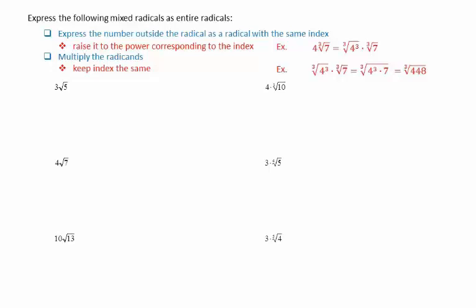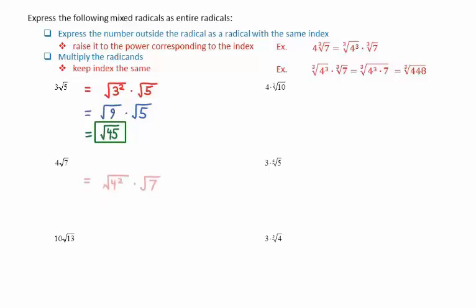For our first example question, 3 root 5, we can rewrite 3 as the square root of 3 squared. We can then multiply 9 times 5 to get 45, and our answer then is the square root of 45.